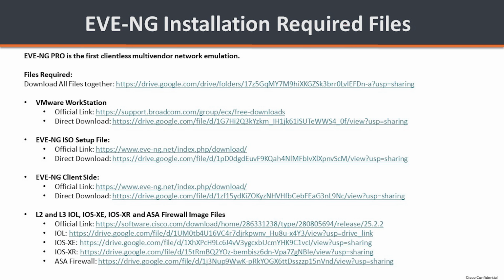These images can be quite expensive on the official Cisco website. So to make things easier, I have shared direct Google Drive download links in the description for Cisco IOL, IOSXE, IOSXR and ASA Firewall images.